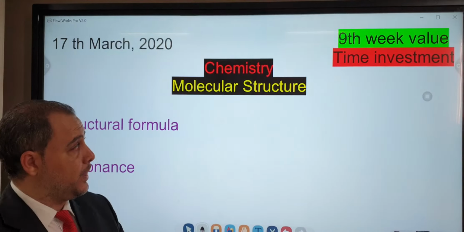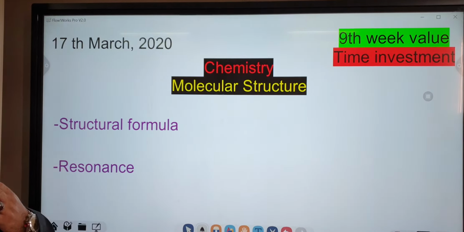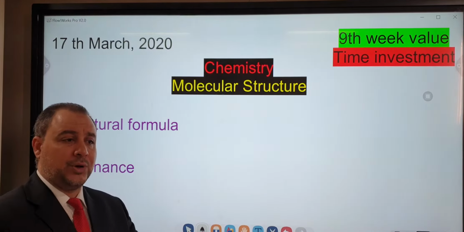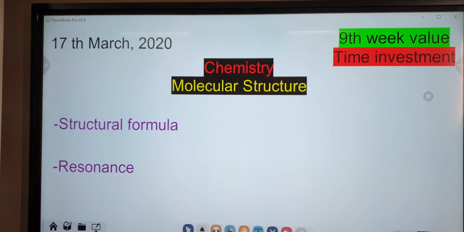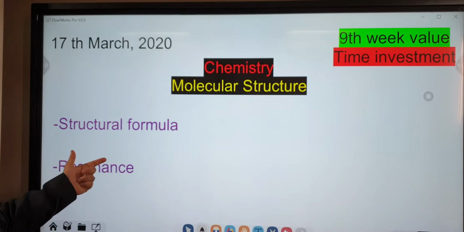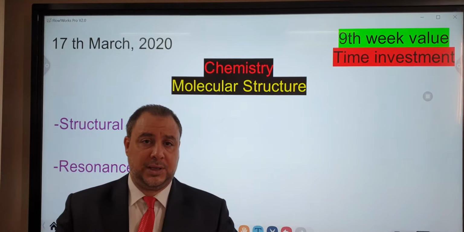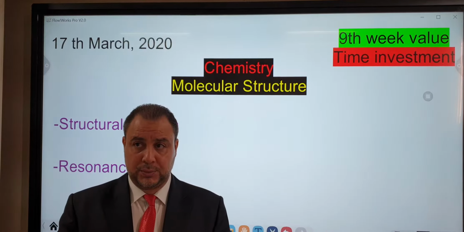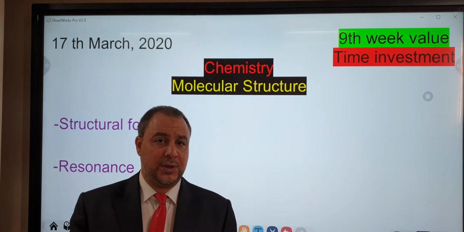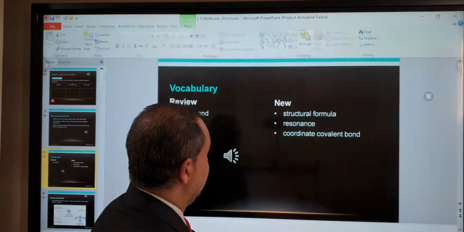Now, inshallah, we are going to complete the sessions that we studied for the second lesson, which is called molecular structure. In this lesson, inshallah, we are going to study the structural formula of the chemical compound and resonance, and how we can write the chemical formula of a compound, and how we can differ between the chemical formulas of different chemical compounds. Okay, let's go.